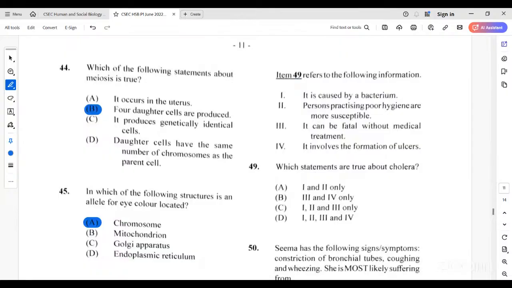So let's go to 49. 49 refers to the following information. It is caused by a bacterium. Persons practicing poor hygiene are more susceptible. It can be fatal without medical treatment. It involves the formation of ulcers. Which statements are true about this disease? Right? And the ulcers part, that one makes it so weird. So we are looking for 1, 2, and 3 being correct. Makes the answer C.